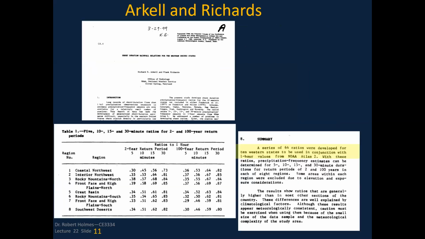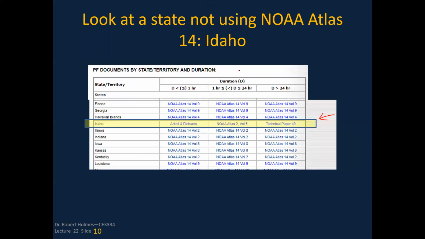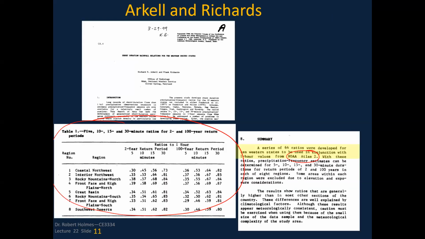If I clicked on the Arkell and Richards, it would take me to a paper by Arkell and Richards, and this is the less than 60 minutes. You can see there they're using ratios of what was in NOAA Atlas 2. Remember that NOAA Atlas 2 was for that 1 hour to 24 hours. So they're basically using a ratio to get these various values depending on where you're at, whether you're central northwest, interior northwest. This is for the northwestern United States.